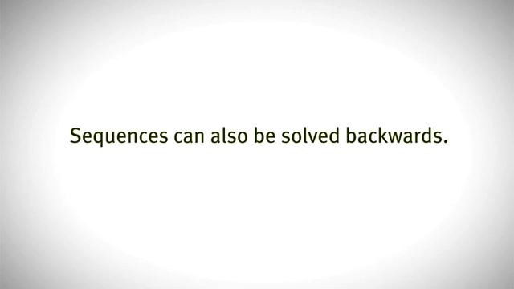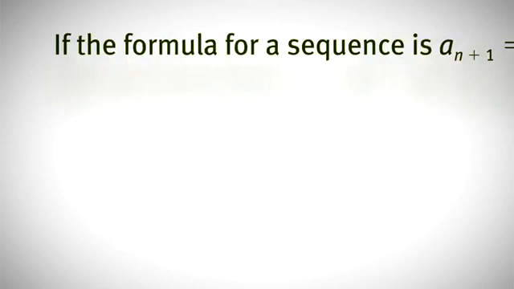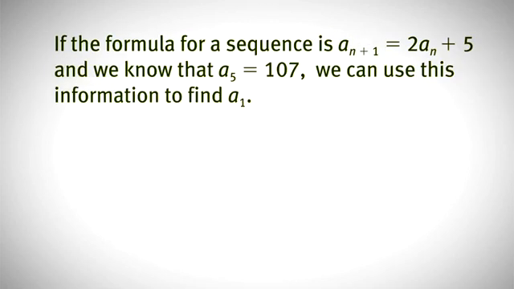If we know the formula for a sequence as well as the position of a value within the sequence, we can also work backwards. For example, if the formula for a sequence A sub n plus 1 is equal to 2 times A sub n plus 5, and we know that A sub 5 is equal to 107, we can use this information to solve for A sub 1. So let's work backwards.